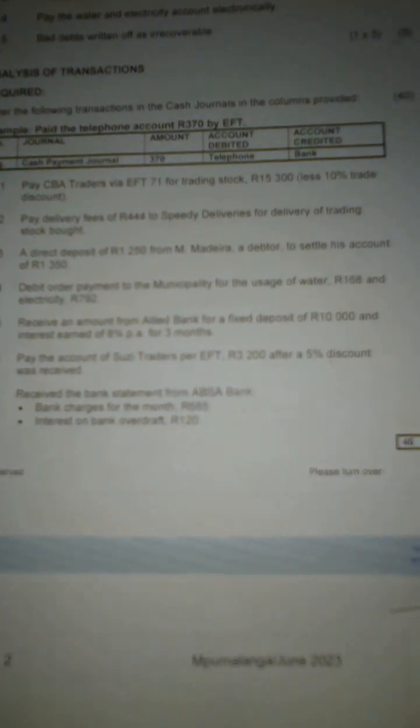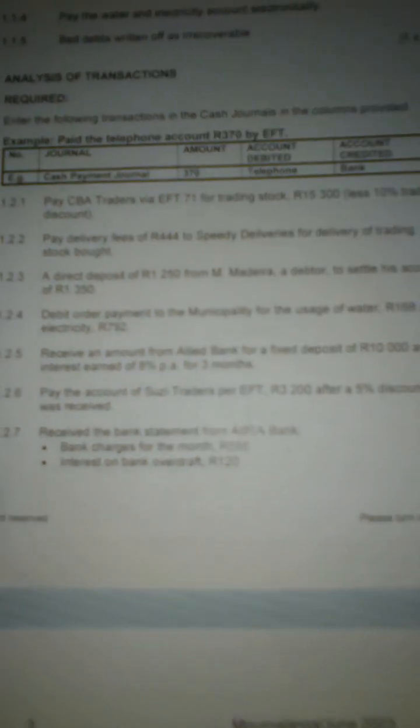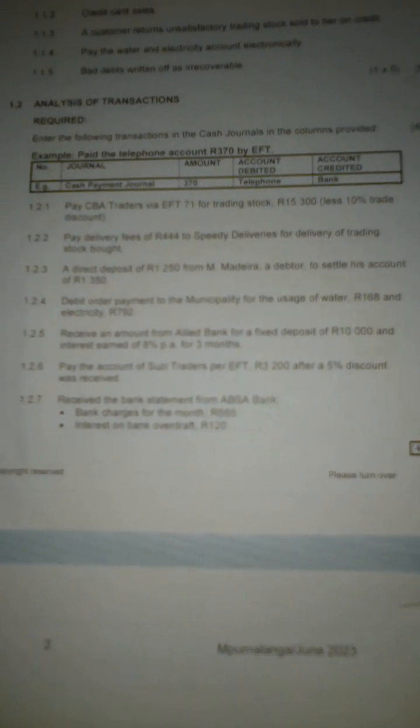Okay, today we are looking at question 1.2, analysis of transactions. What are the requirements? Enter the following transactions in the cash journals in the columns provided: the account to be debited, the account to be credited, the journal and the amount. Okay, fine. Let's move on to 1.2.1.